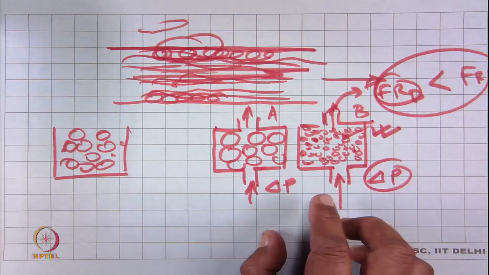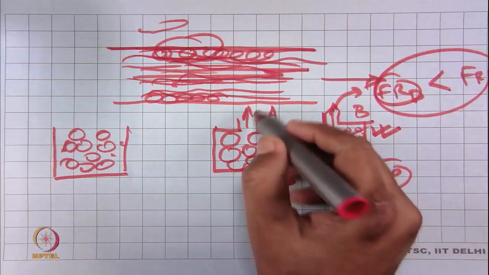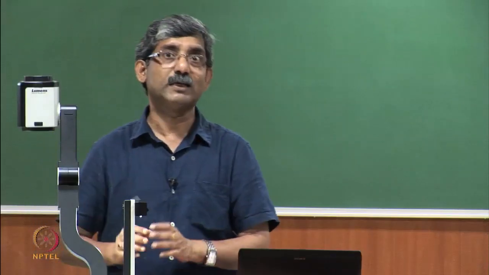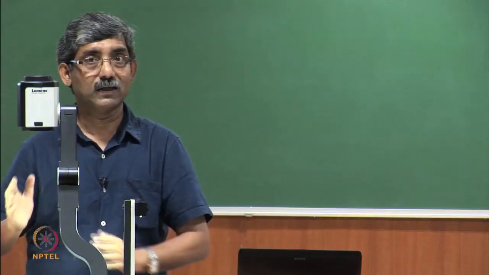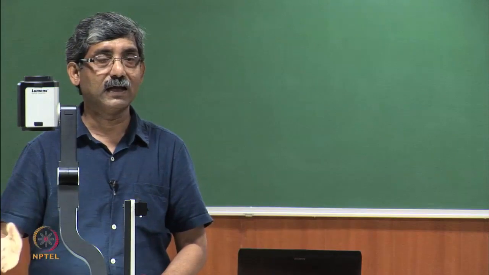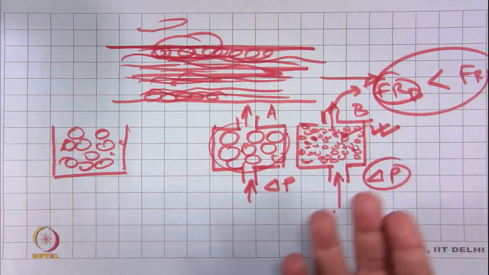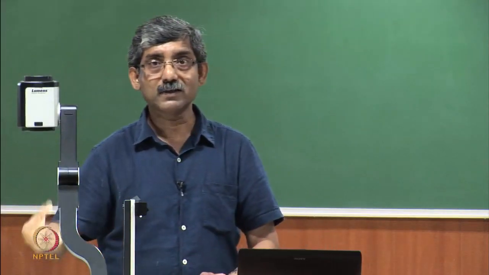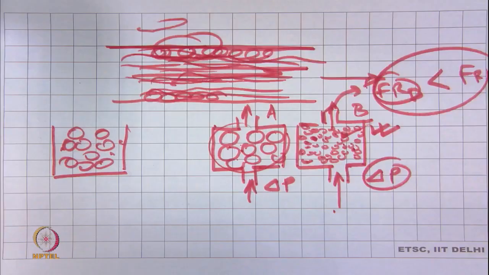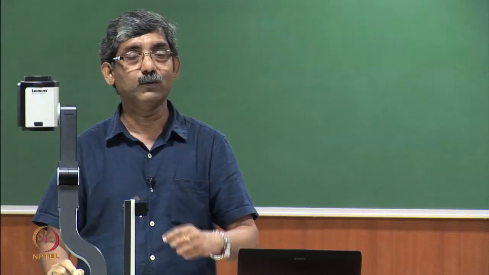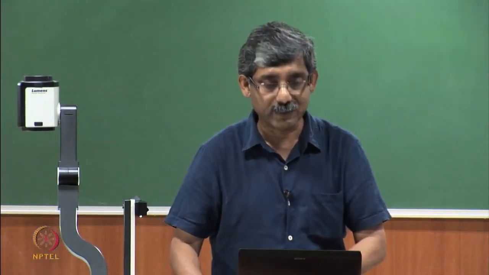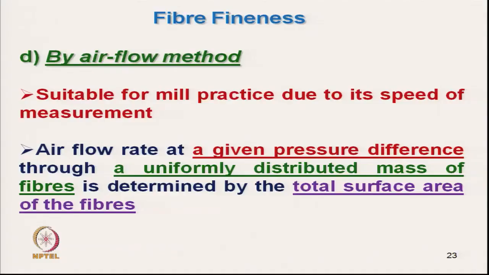So, indirectly we measure the specific surface area, but we are not actually measuring the specific surface area. We are telling that A has a higher surface area than B, and we cannot tell the exact specific surface area, but from a large number of pre-calibrated data, we can calibrate the instrument, and from there we can tell the actual value. So, using this basic principle, this airflow instrument works.